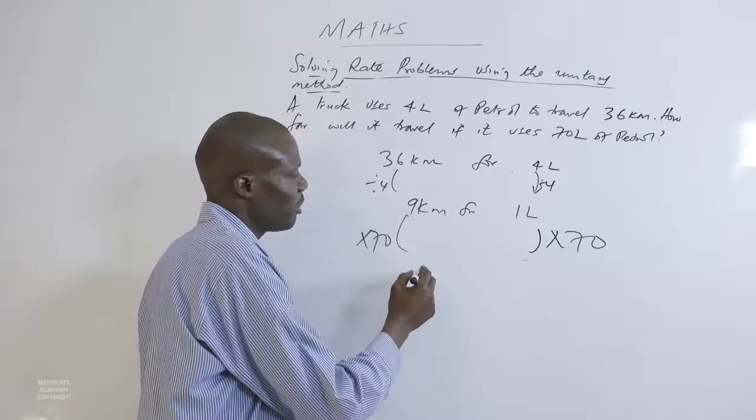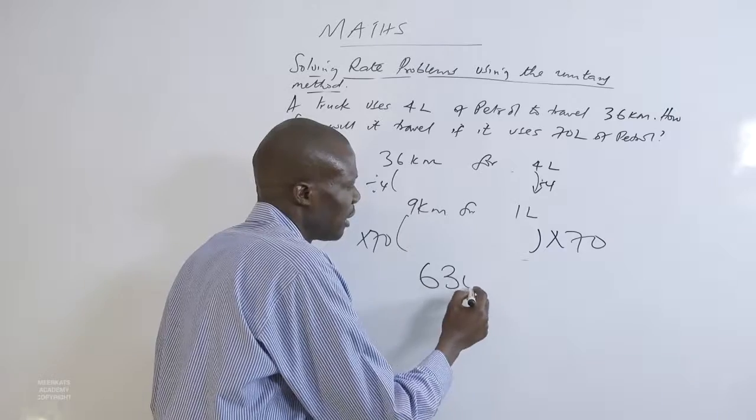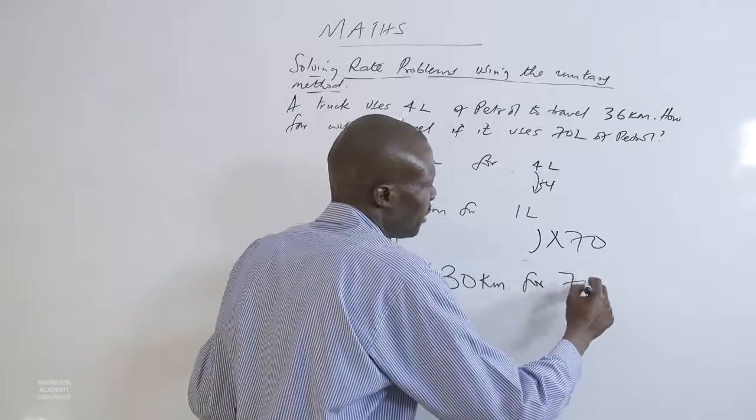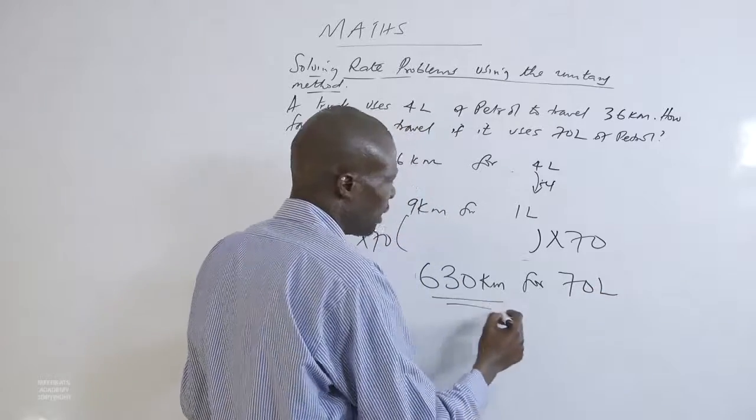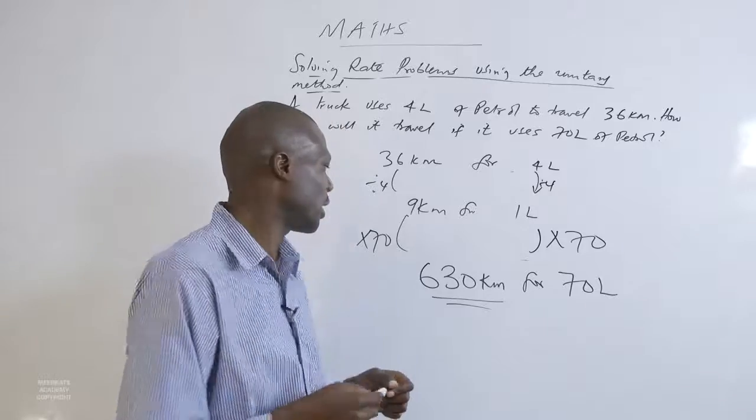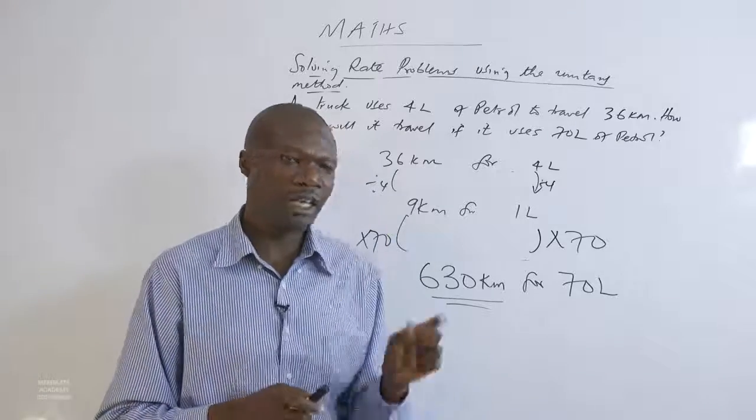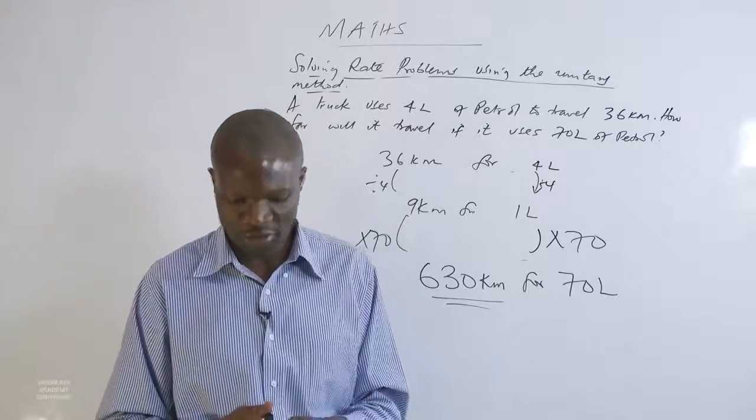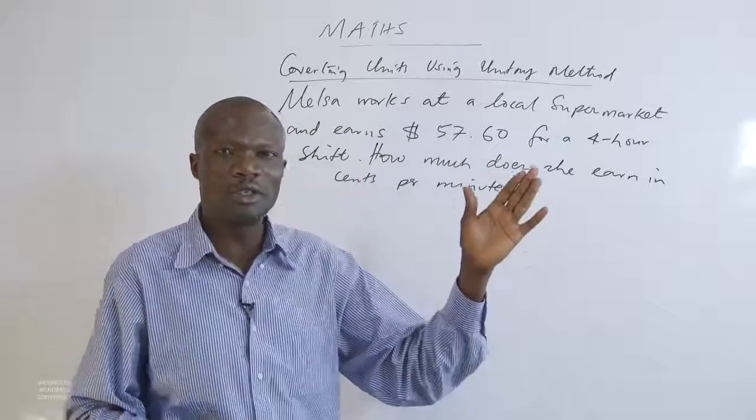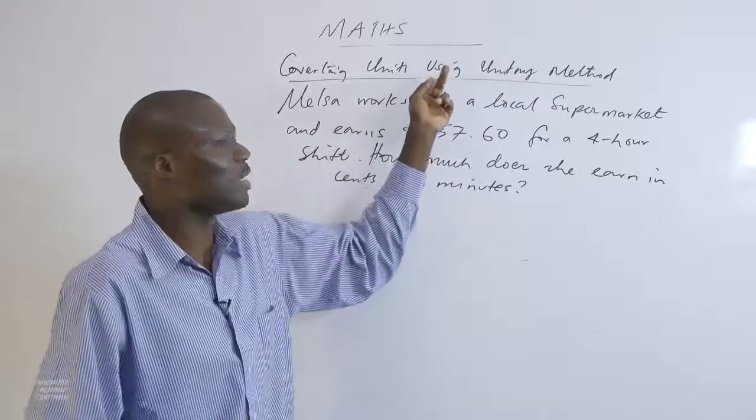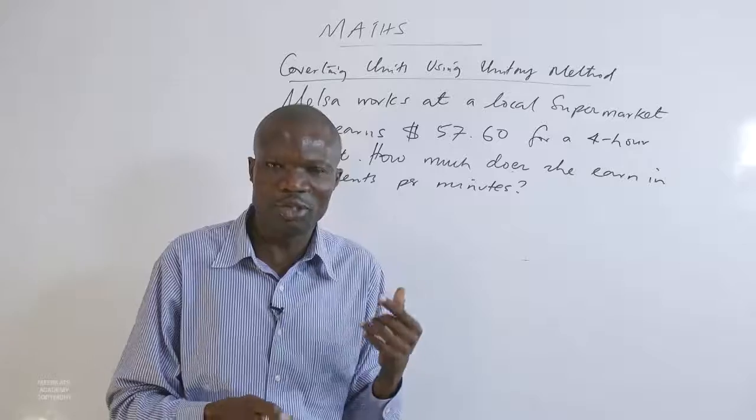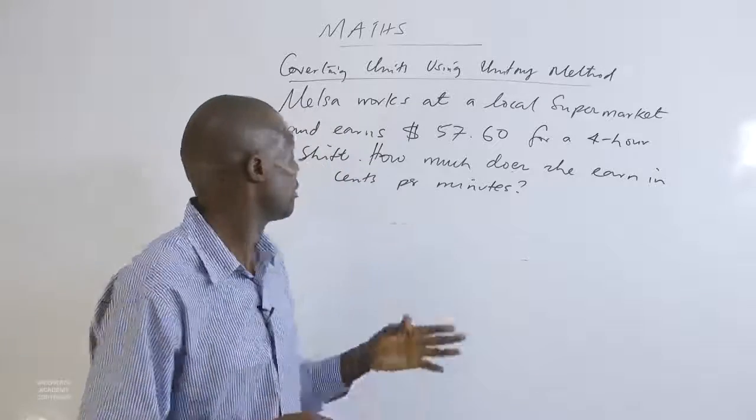This is 9 times 70 is 630 kilometers for 70 liters. So we are saying that this truck will travel a total of 630 kilometers in case it will be given 70 liters. Now, we want to convert units using unitary method. Conversion of units using unitary method.